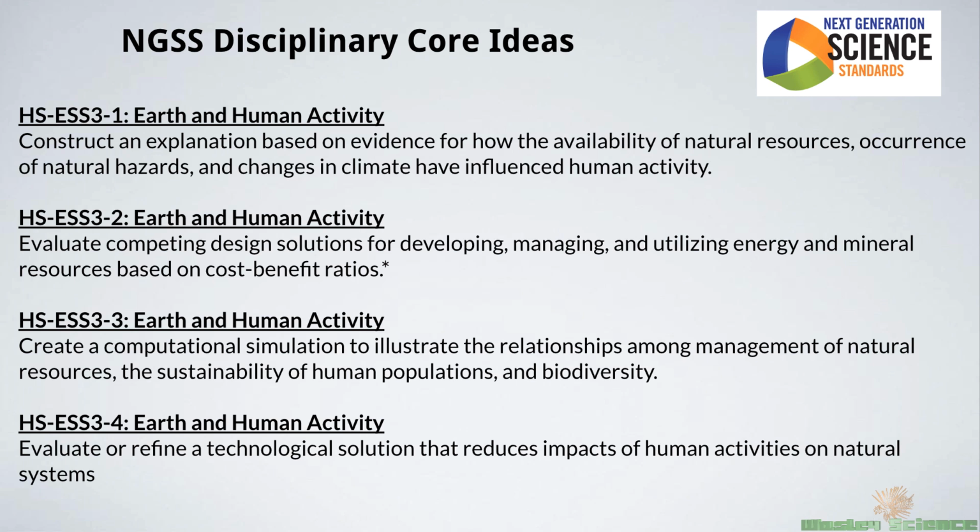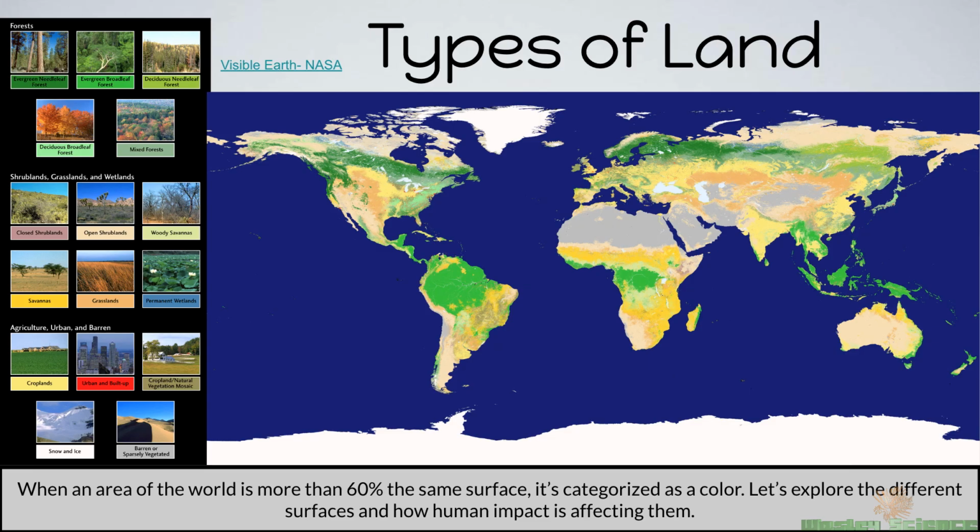The NGSS DCIs that I'm covering in this video are all the Earth and Human Activity ones for high school level. Alright, so we're going to get into how the different surfaces of our land have different sorts of things going on and how humans have affected them.